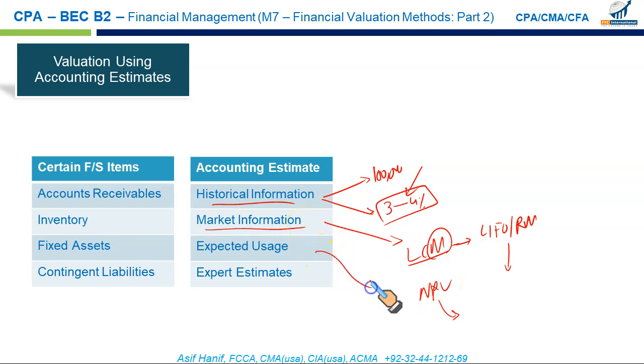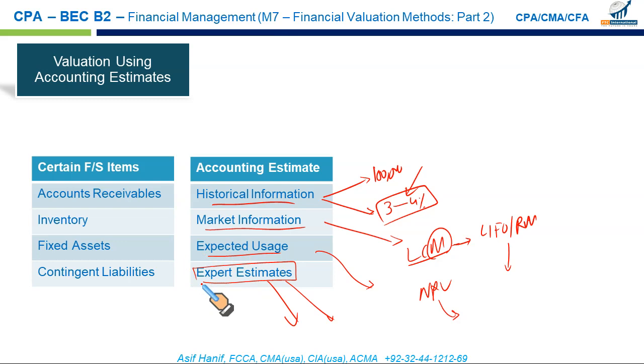Then expected usage. Yes, we use this information for calculating depreciation. How many years will the asset last? What would be the pattern of consumption? This is very useful for establishing the depreciation method or depreciation percentage. Then finally, the expert estimate. We are not engineers. Accountants are not engineers. We are accountants, so we have just knowledge of accounting. We do not know how long an asset will last. So sometimes we may have to get an expert's estimate.